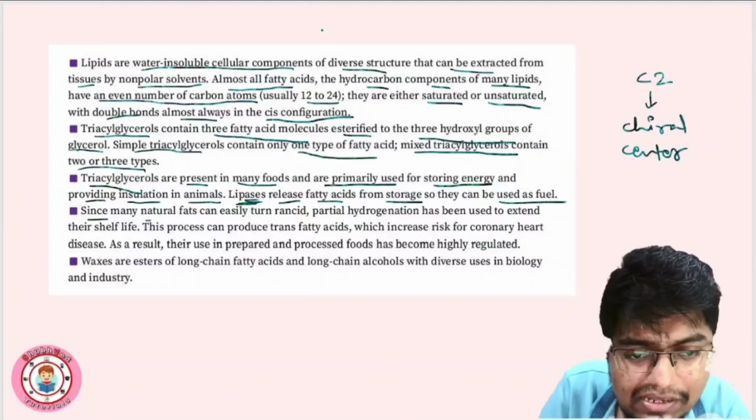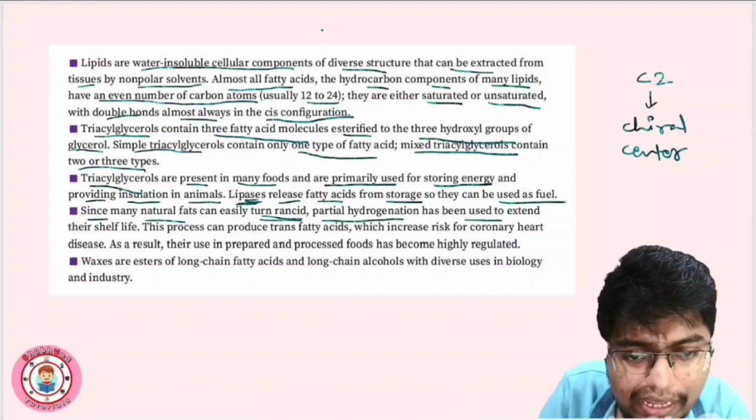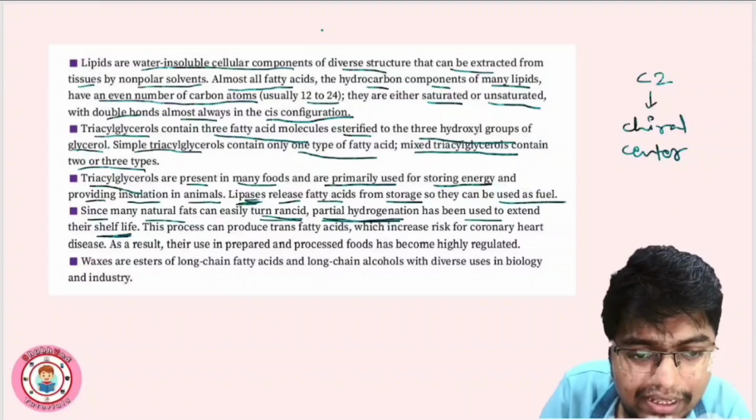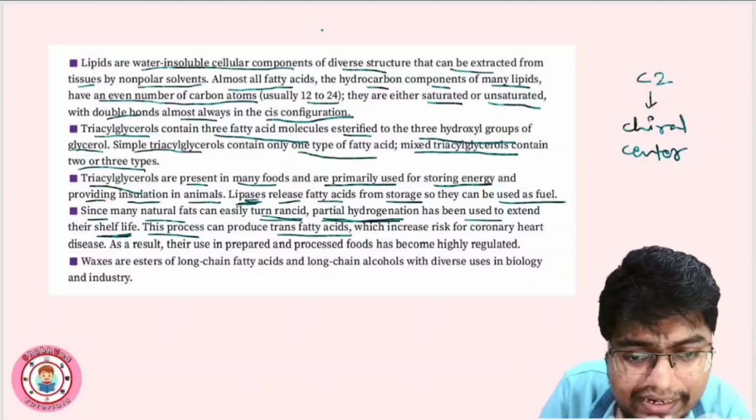Since many natural fats can easily turn rancid, partial hydrogenation has been used to extend their shelf life, right? This is very important. So rancidity prevention is done by partial hydrogenation, and this is to extend the shelf life of fats. This process can produce trans fatty acids.